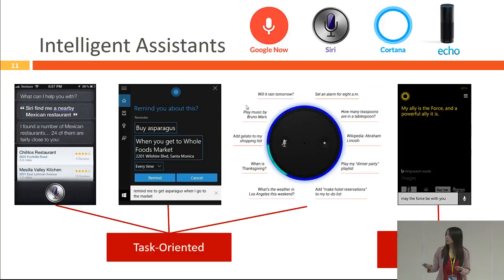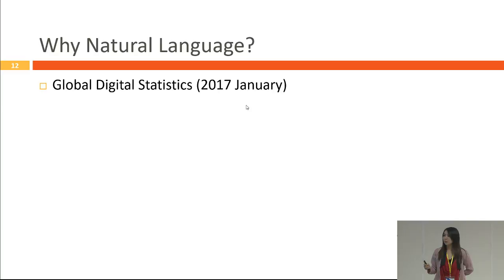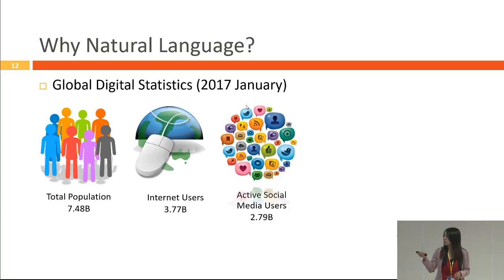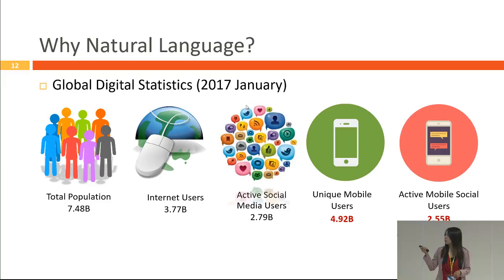We also need to think about why we want to use natural language for interaction. From last year's statistics, the total population is around 7.5 billion, and there are 3.7 billion internet users, and a lot of users are active social media users. But the unique mobile users number around 5 billion, and there are 2.5 billion active mobile social users, which means a lot of users use communication channels like Facebook Messenger or WhatsApp. Comparing these two numbers, we can see that a lot of people moved their internet behavior from the classic desktop toward mobile devices.